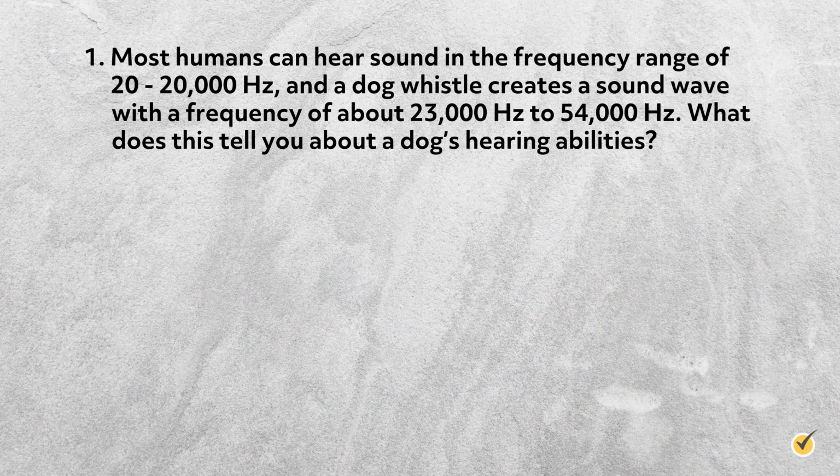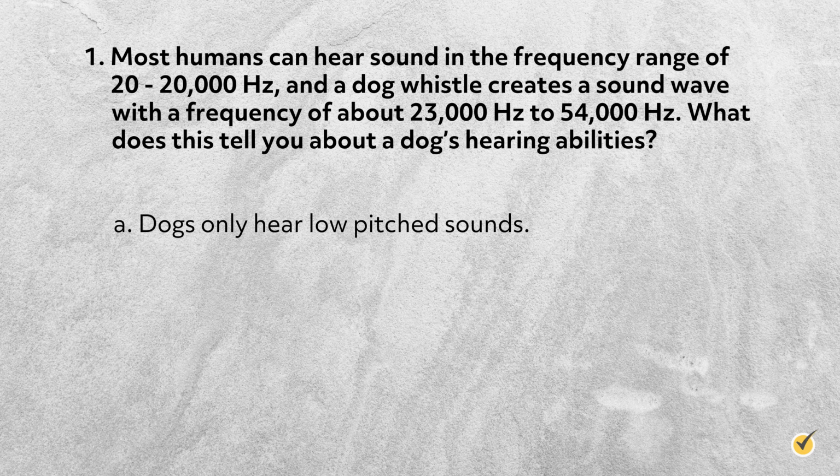Okay, now that you know all about sound waves, let's go over some review questions. Number 1. Most humans can hear sound in the frequency range of 20 to 20,000 Hz, and a dog whistle creates a sound wave with a frequency of about 23,000 Hz to 54,000 Hz. So what does this tell you about a dog's hearing abilities?